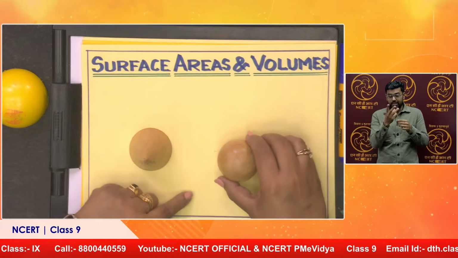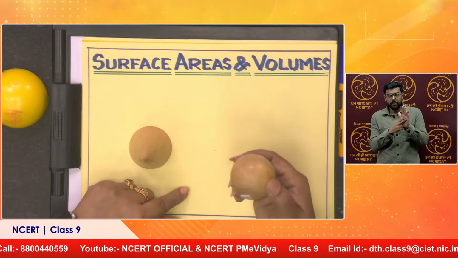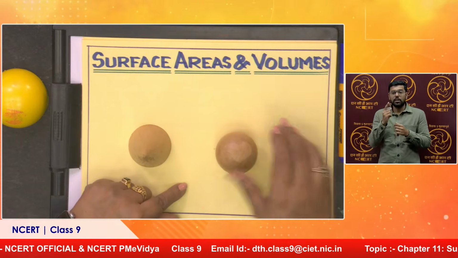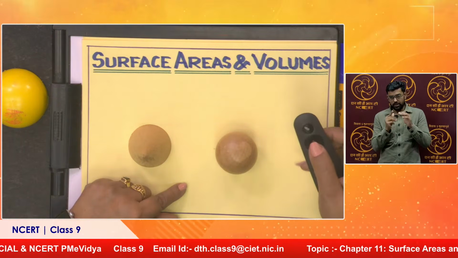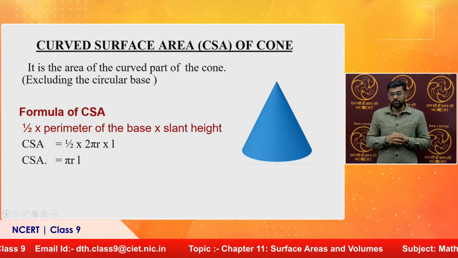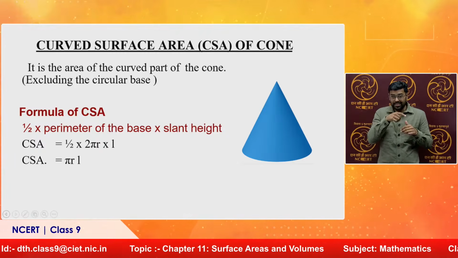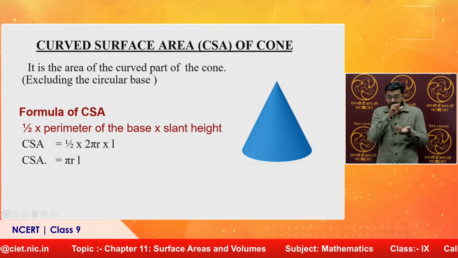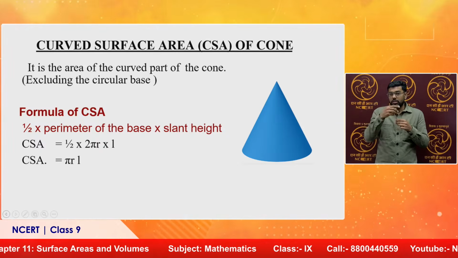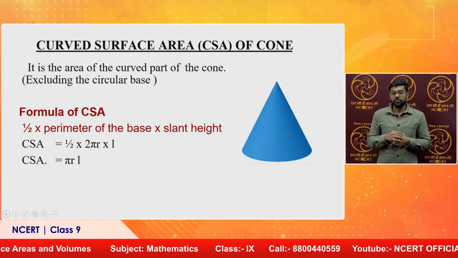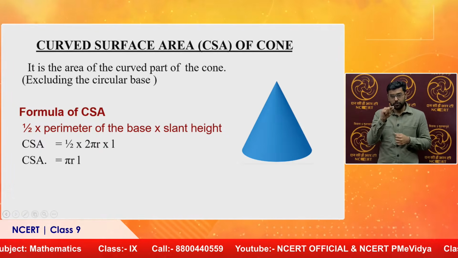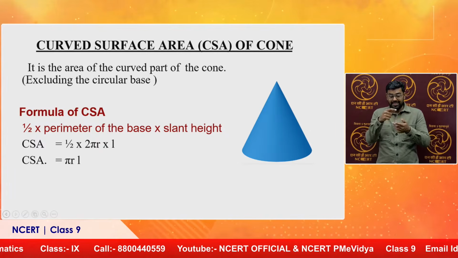And what about a sphere? A sphere has only one curved surface, right? Right. And we will study the formula now. See, we have the curved surface area of cone. It is the area of the curved part of the cone, children. It does not include the circular base, that is why I have written excluding the circular base. So, what is the formula of curved surface area? It is 1/2 into perimeter of base into slant height.